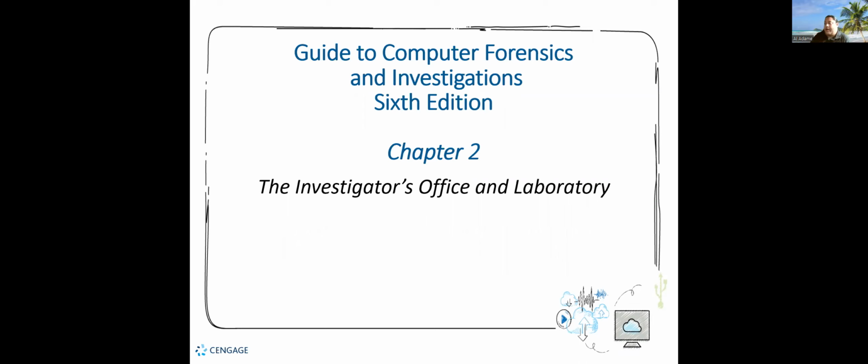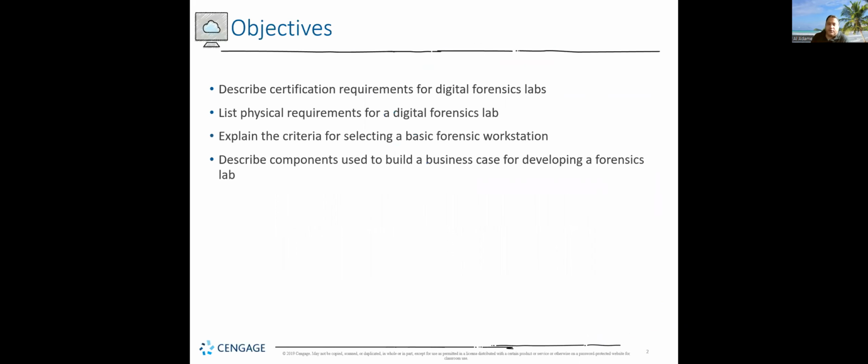Here we're going to be talking about the investigator's office, what it consists of, and the lab, which kind of go hand in hand. So here are the objectives for this chapter. It's only 43 slides. This should be relatively quick. Then after this, I will do half of the next chapter, which will carry on until the week after. So don't worry, it won't be too much.